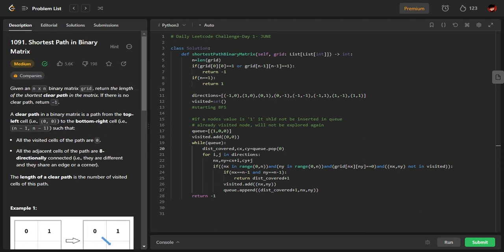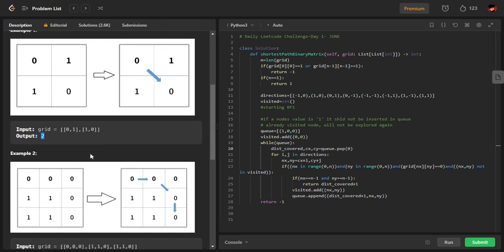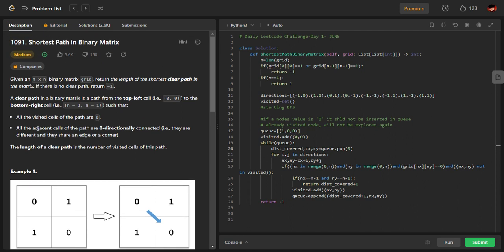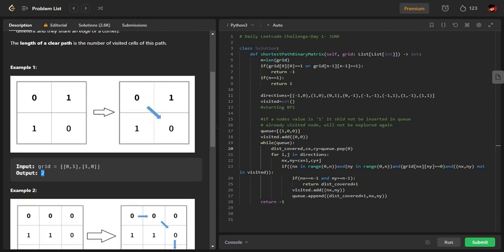One thing you must have noticed here is that it's a binary matrix. There are only 0 and 1 values. So the first thing that came to my mind is breadth first search. Breadth first traversal, or whichever way you call it, BFS. Why BFS? Because try to understand this.